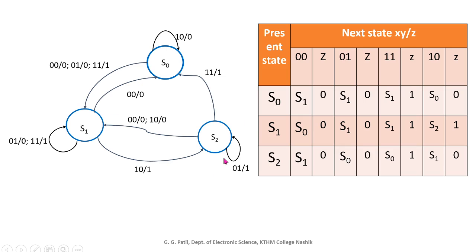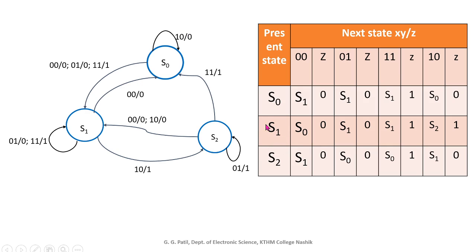Then what is to be done? Just starting with S0, observe the input and write the next state. Starting with S0, the input is 0, 0, next state is S1. Then under input 0, 1, again the next state is S1, and output is 0. Under input 1, 1 again it is S1. Output is 1, and then 1, 0, it is the same, 0.